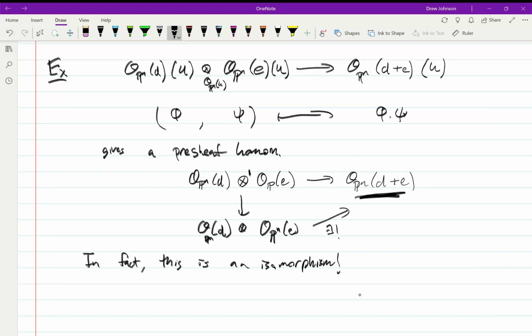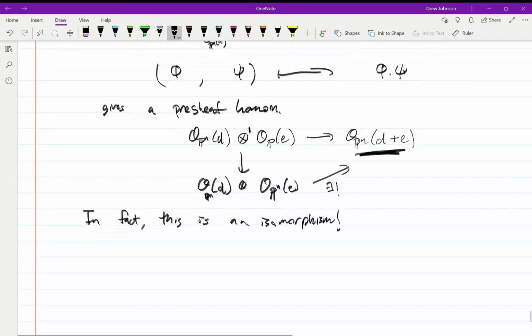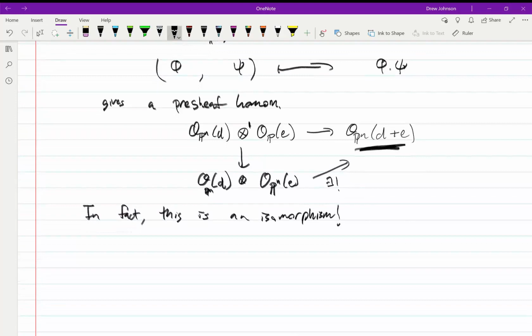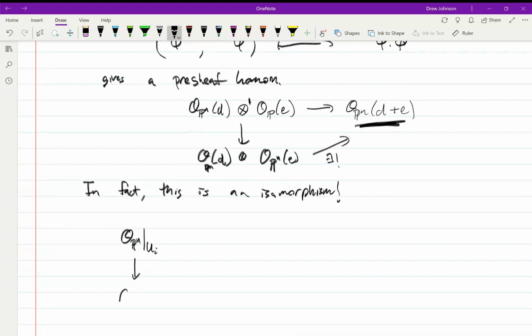So how are we going to see that? Well, recall from the last lecture, we had an isomorphism of O_{P^n} restricted to U_i, where U_i is the standard open subset where x_i doesn't vanish, mapping to O_{P^n}(d) restricted to U_i, and the point was you could just multiply by x_i to the d. The reason this works is because on U_i, x_i to the d is invertible, so you can multiply by x_i to the minus d to get the inverse, and this was an isomorphism. Okay.